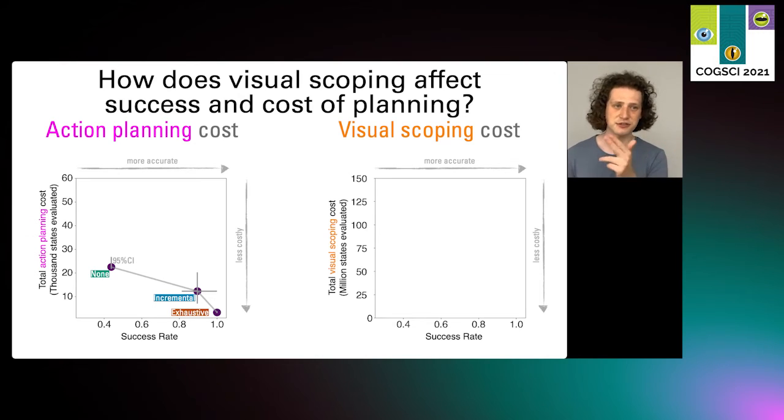The x-axis here shows the same rate of success as on the left. Action level doesn't have a visual scoping cost, of course, and this is incremental scoping.